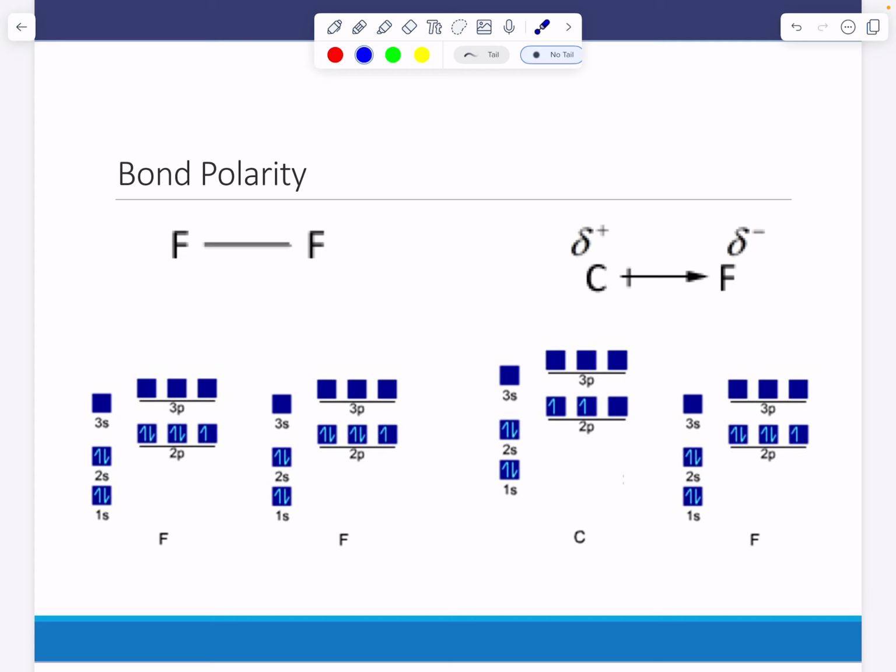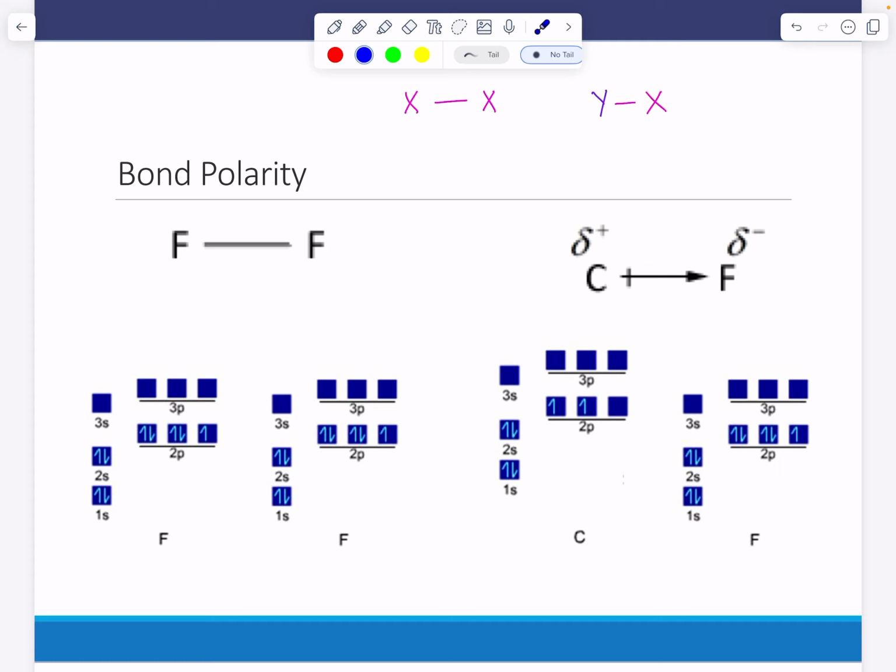So if we are looking at bonds, we've got a bond between 2 atoms. I'm just going to call them X and X. If they're the same atom, they're going to share electrons equally. If I have 2 different atoms, so let's say I have Y and X, those 2 atoms have a different affinity for electrons, and so the electrons in this bond may be shared equally or maybe not. Maybe one of these atoms has a higher affinity for electrons, and we call that bond polarity.